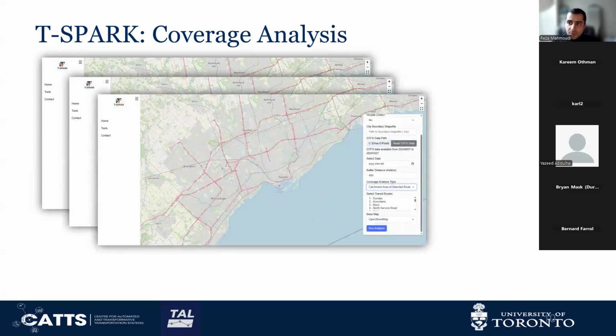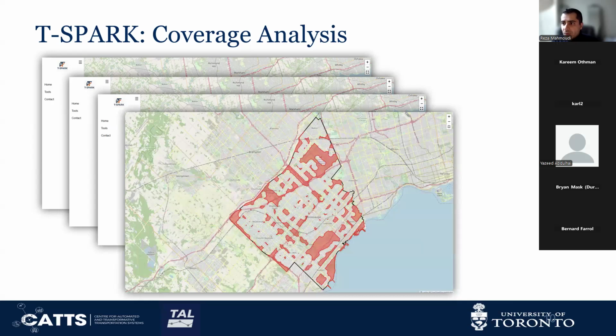Again, just upload the required data. If you want to do analysis for just a set of transit routes, select the targeted routes and then run TSpark. For example, here you see the results for transit deserts for city of Mississauga based on a regular weekday and AM peak operation period.